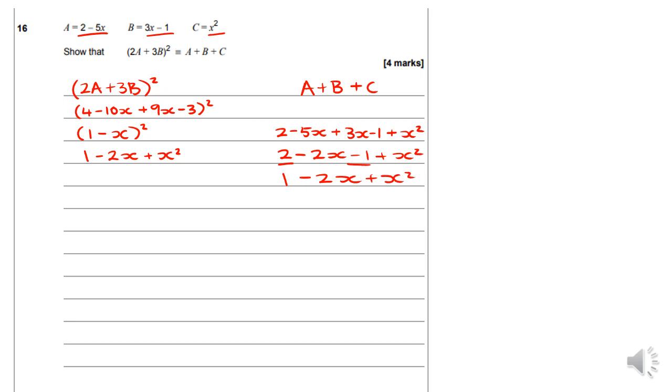So therefore 2A plus 3B all squared is always going to be equivalent to A add B add C for all values of x.